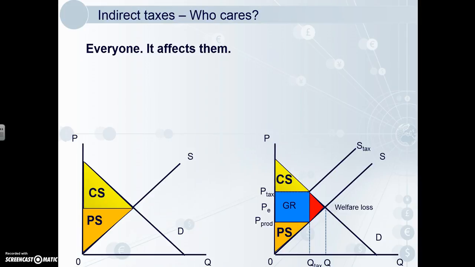Okay, that's it for indirect taxes. I'm sure you've taken productive notes and are ready to tackle some questions in class.